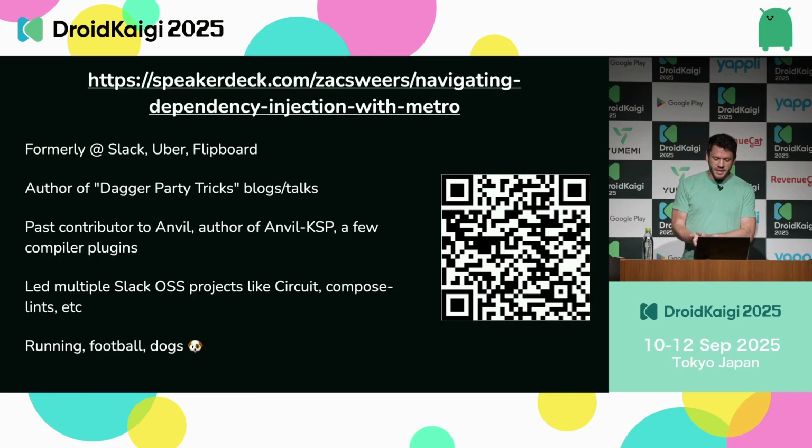I formerly worked at Slack and Uber and Flipboard. In the past, I've authored the Dagger Party Tricks blog and talk series. I'm a past contributor to the popular extension of Dagger called Anvil, and the author of Anvil KSP, which is a KSP implementation of it. I'm also the author of a few compiler plugins like Redacted Compiler Plugin, Moshi X, etc., that will become relevant later. At Slack, I tech-led some projects you may have heard of, like Circuit and Compose Lints. And in my free time, I like running, soccer, and fostering dogs.